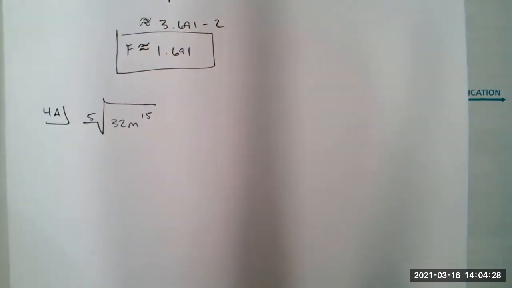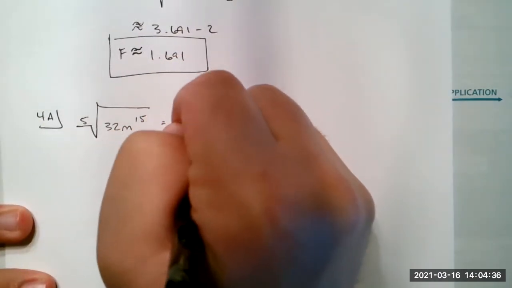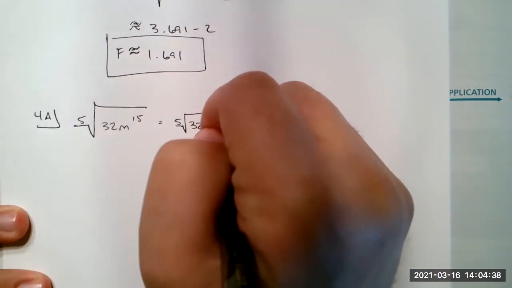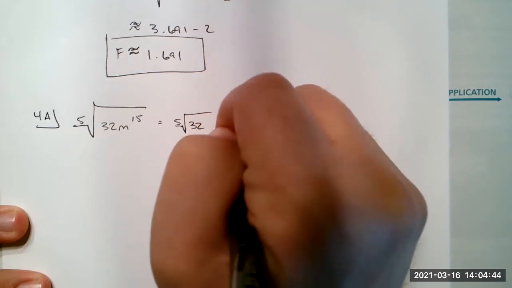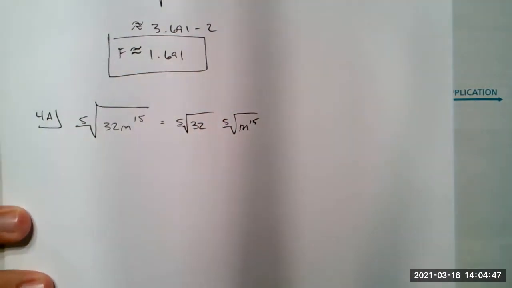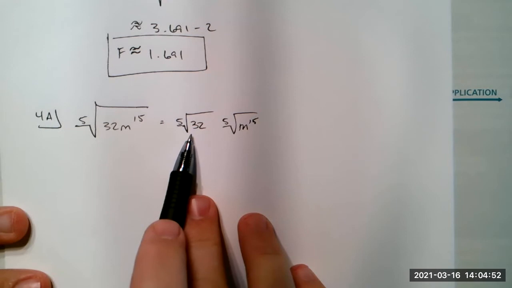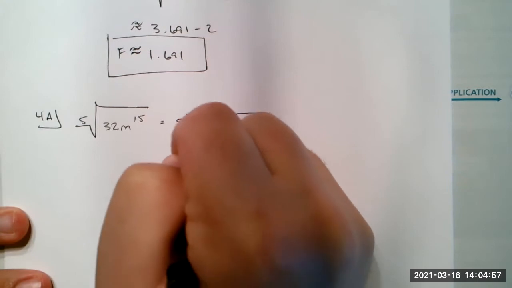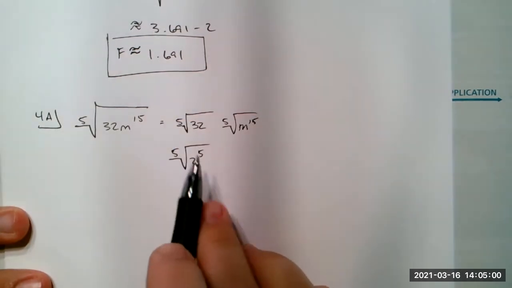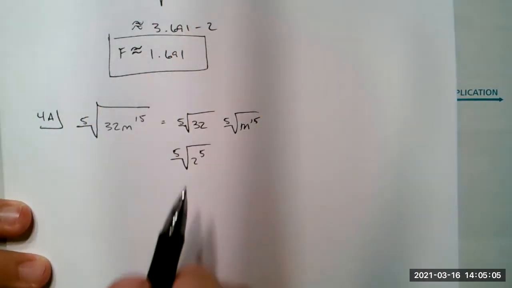Like I said, there's a lot of things I can do here. I'm going to think about this as the 5th root of 32, and then I'll take care of that. And then I'll also think about this as the 5th root of m to the 15th. So just two different steps. Obviously, I could take my calculator and do the 5th root of 32. What they decided to do was rewrite that as 2 to the 5th. Because 2 times 2 times 2 times 2 times 2 is 32. So those two things are the same thing.